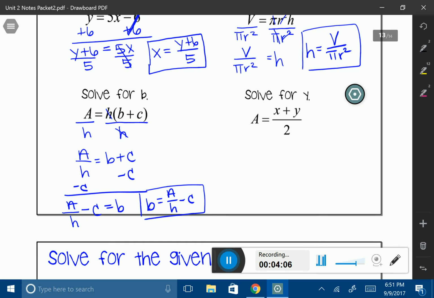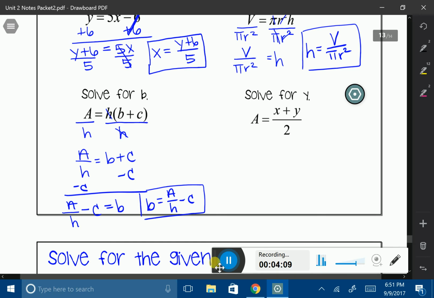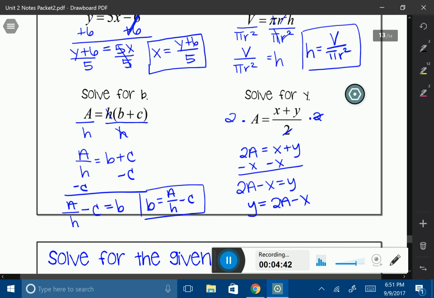Okay, and the next one we're going to solve for y. I've got to work my way inward towards the y. So I'm going to first begin by getting rid of my denominator so I can work my way upstairs. My 2's will cancel out, and I'm left with 2a is equal to x plus y. I want to get y by itself, so I'm going to move that x over to the left-hand side. I'm going to have 2a minus x is equal to y. I always put my variable on the left-hand side, so let's do that: y equals 2a minus x. And I just solved for y.